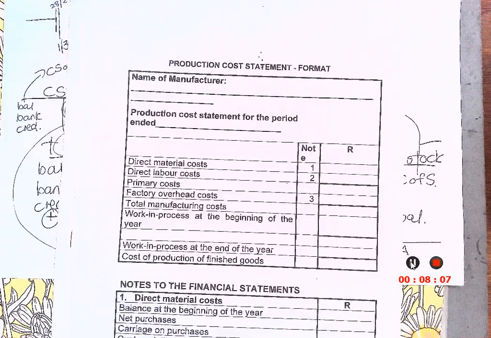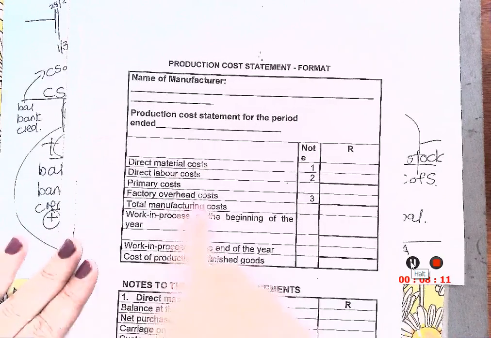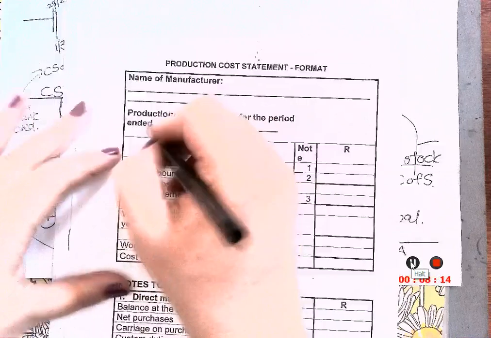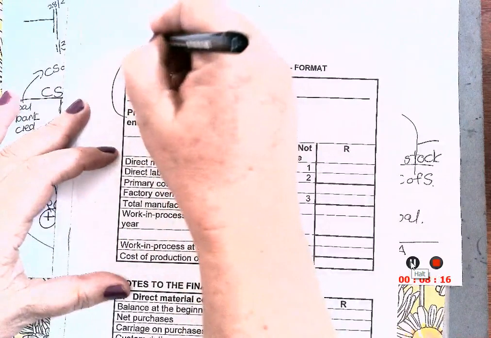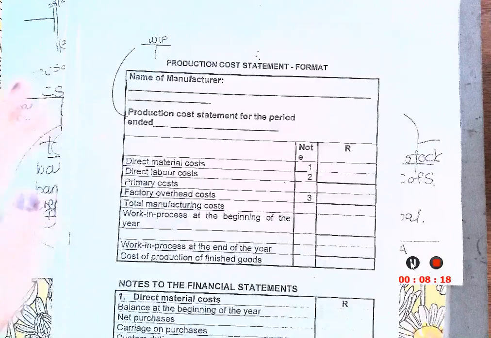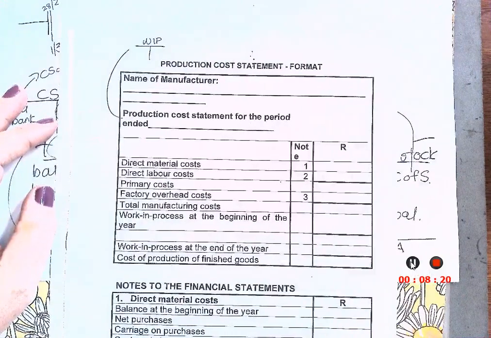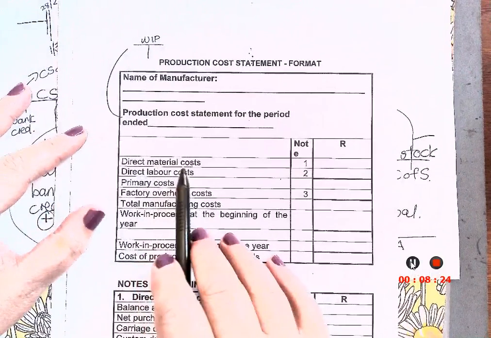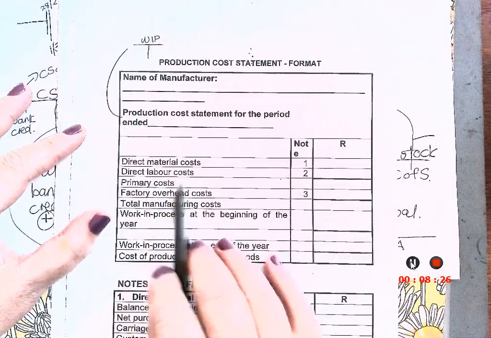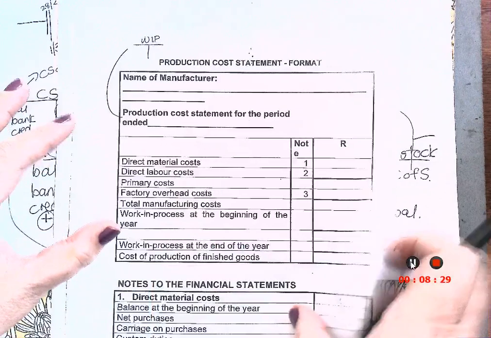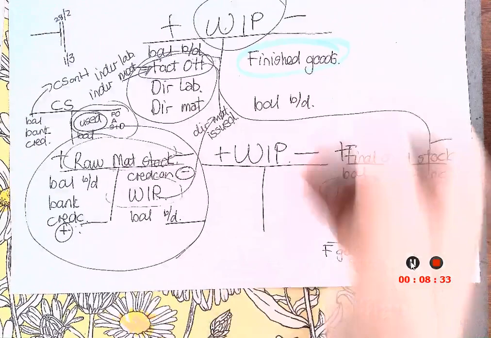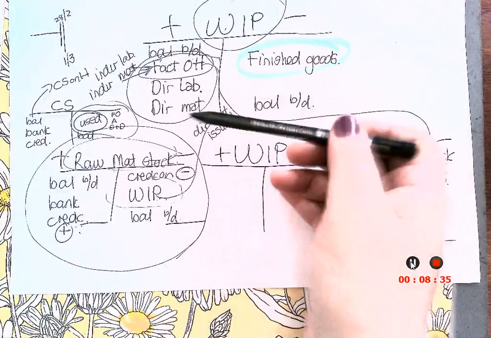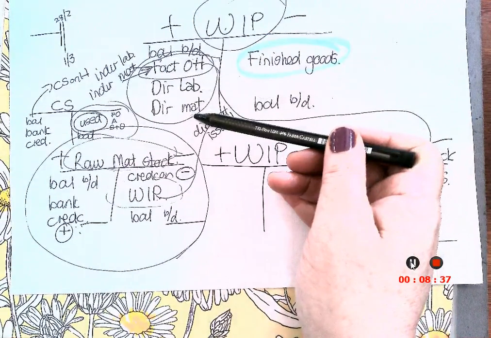Okay, so now look at this. I've got a production cost statement, and I'm telling you, the production cost statement is basically the work in process T account. Same information. So let's see, they start with the direct material cost and the direct labor cost. If I go to my work in process, it's the direct labor and the direct material. You see? It's the T account.